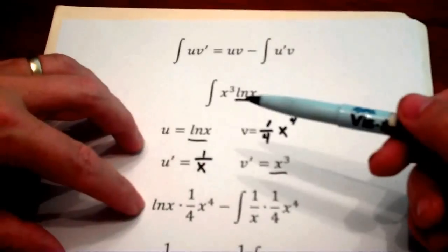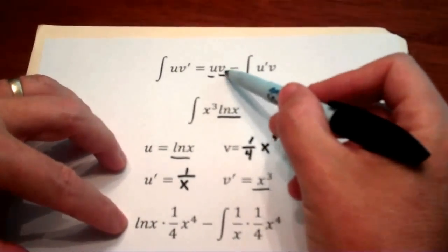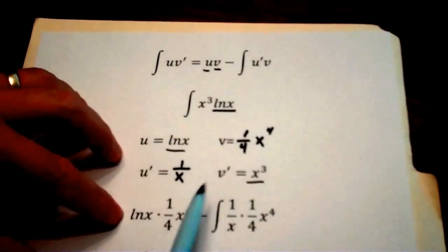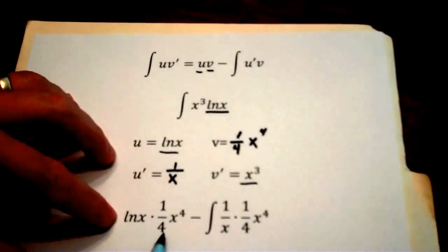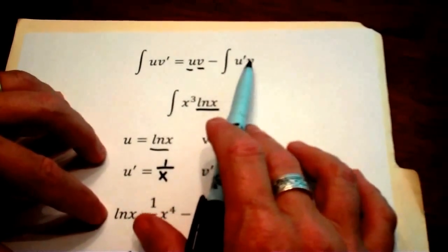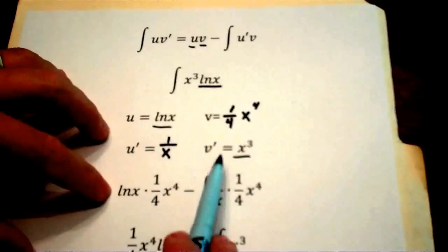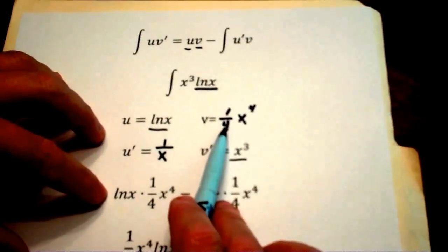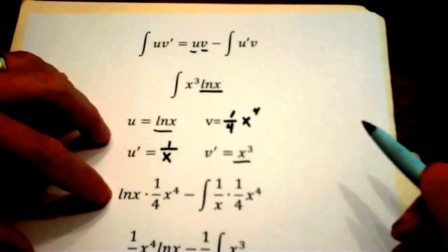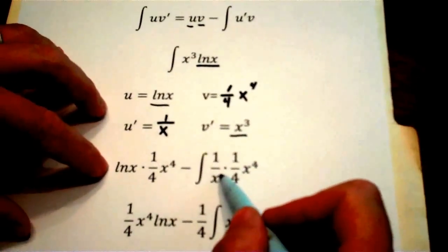So my basic formula again, if we look up above here, was I took u times v. So in this case, that will be the natural log of x times 1/4 times x to the fourth. That's the easy part. I still have to integrate the u prime v part. U prime was 1 over x. The v was 1/4 x to the fourth. Something very nice happens here. Remember, the whole point was to get rid of that natural log, because doing that, look what happens.